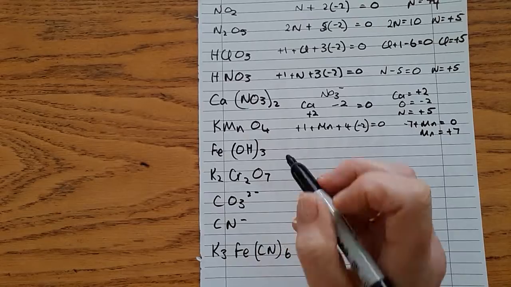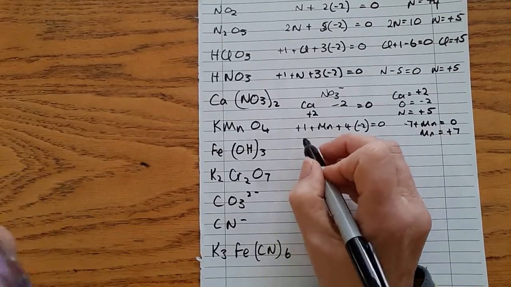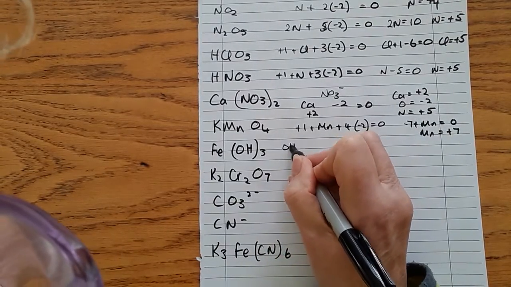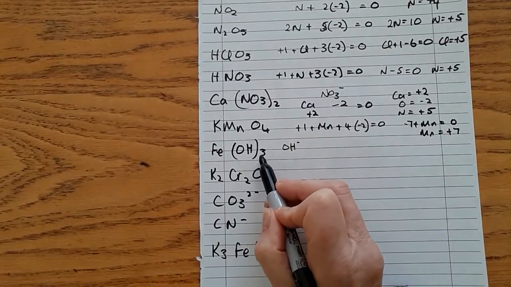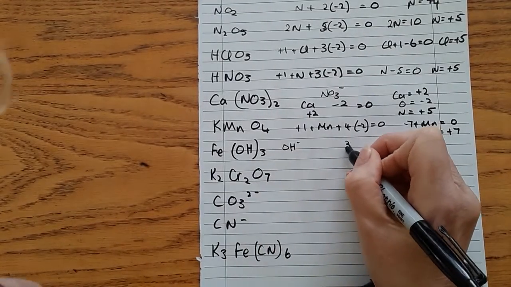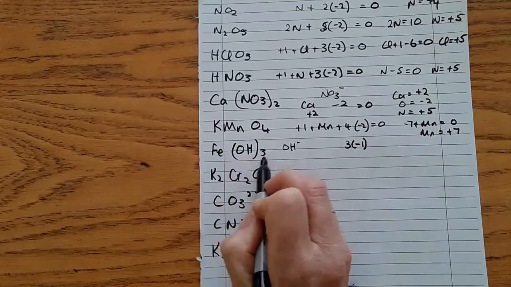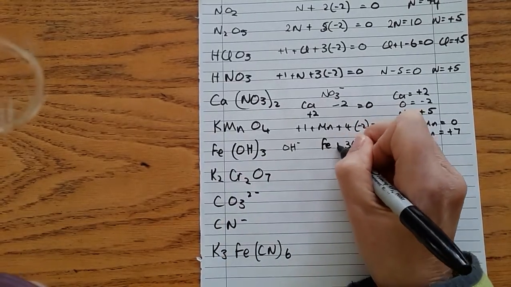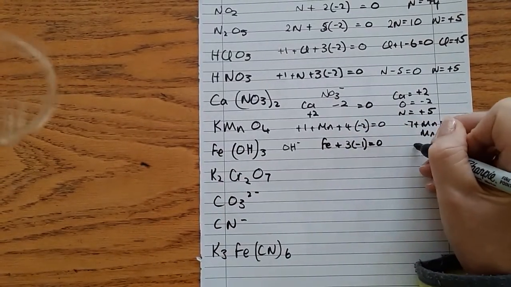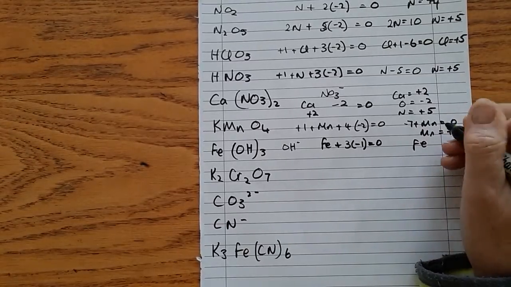OH is -1, if you remember, from the ions and ion testing. So OH is always -1. I have 3 of them, so that means that's going to be 3 -1s. Overall charge of 0, so I have iron plus 3 -1s is 0. So in this case, iron has to be +3.